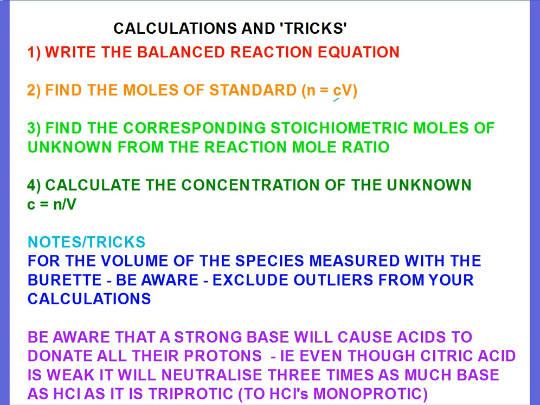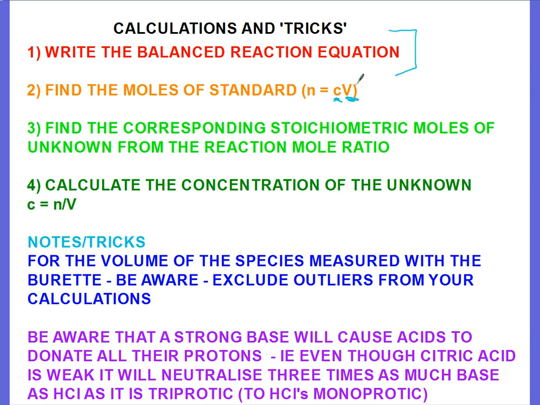Whenever doing calculations, or asked to do calculations on titration, there are a few usual steps you've got to follow through. First of all, make sure you write your proper balanced chemical reaction equation to get the proper mole ratio. You can find the moles of the standard in any titration because you know the concentration of the standard already, and the standard will either be inside the conical flask, so it's been measured with the pipette, or it's been measured with the burette, and therefore you'll always have the volume of the standard as well.